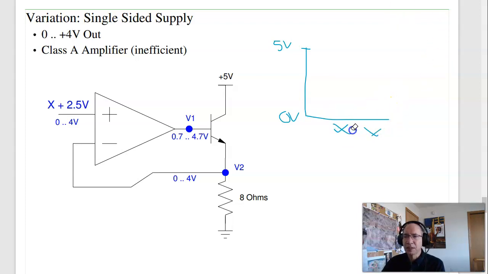Instead, what I want to do is take the input and center it at 2.5 volts. So there's my sine wave. I can then amplify it. And what happens is 2.5 volts looks like circuit ground.